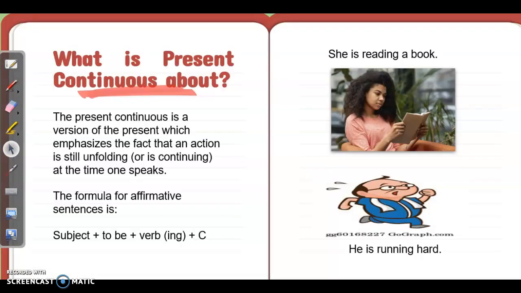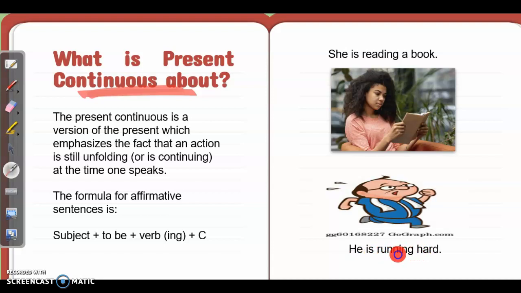Ok, ya habiendo hablado de present simple, we're going to talk about present continuous. Okay, so present continuous or present progressive is used to talk about a situation that is happening at the time one speaks. Okay, so for example, when I wake up in the morning, I see my neighbor. Okay, veo a mi vecino que está corriendo fuertemente. Okay, so he's running hard, right?